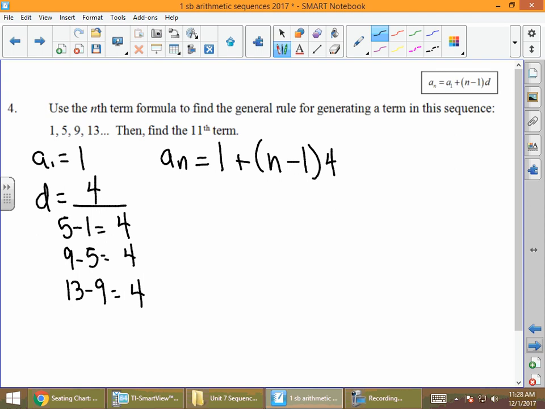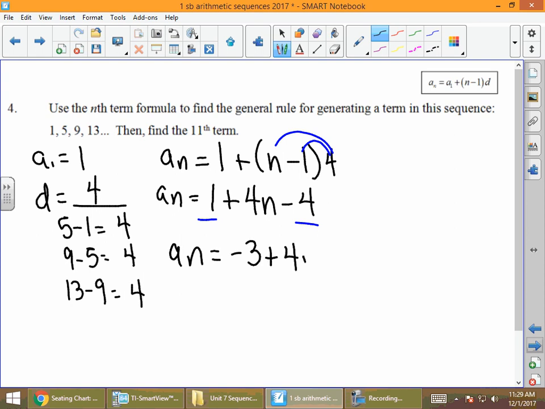And let's simplify that. So we're going to multiply everything in the parentheses by 4. So we have a sub n equals 1 plus 4n minus 4. And when we combine like terms, we have a sub n equals negative 3 plus 4n.